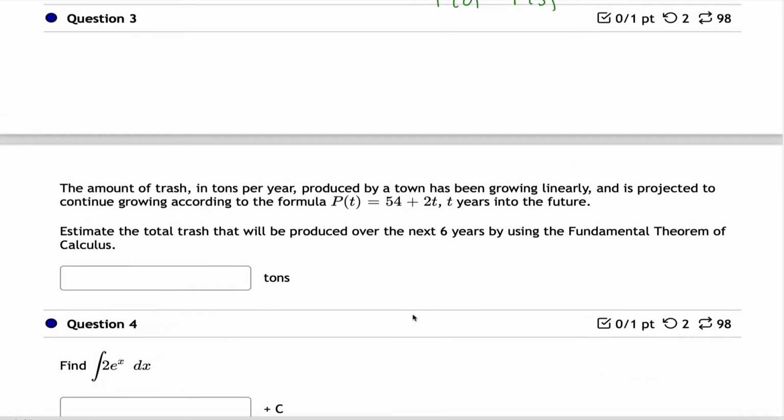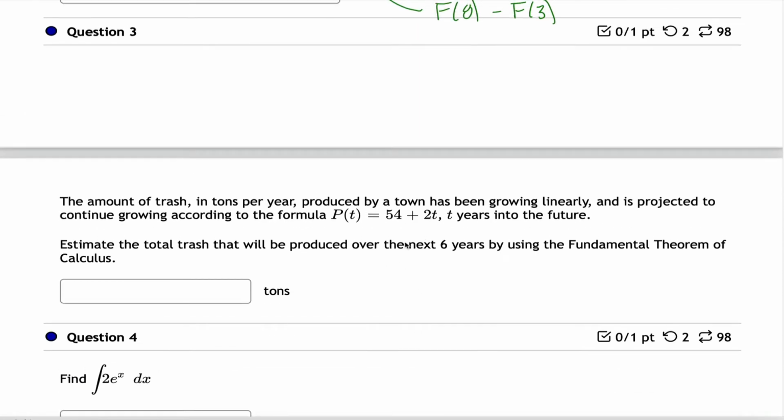Question 3, a little bit early for a word problem. I think the reason I put this on here is because it's a word problem you've seen before. If I remember right, this was in the previous homework assignment, and this is one that you can figure out with rectangles and triangles, but you don't have to.